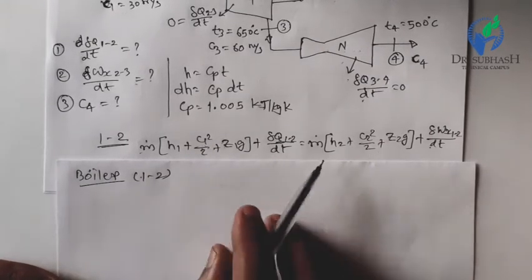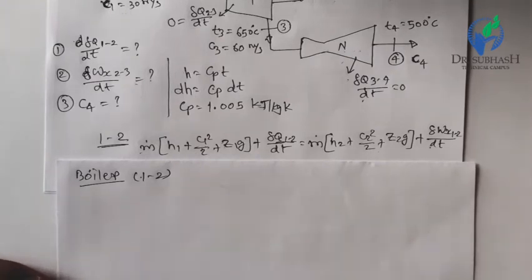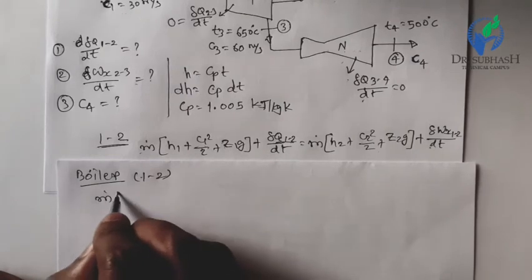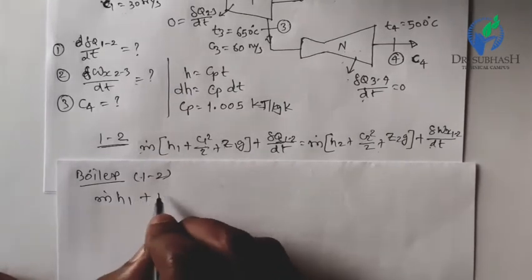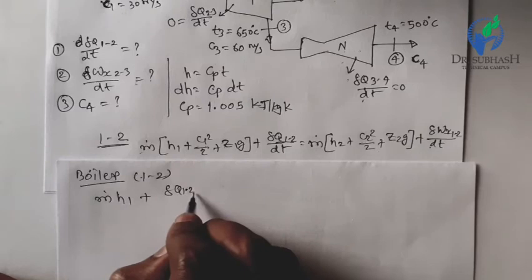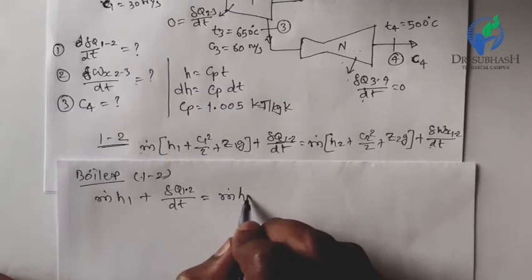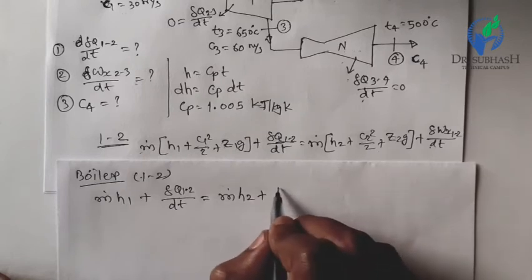C2 square by 2 plus 0 because there is no work transfer and Z2 we have also neglected. So in this case what we are supposed to calculate is dq by dt for process 1 to 2. So del q by del t for the process 1 to 2 equals mass flow rate times H2 minus H1.